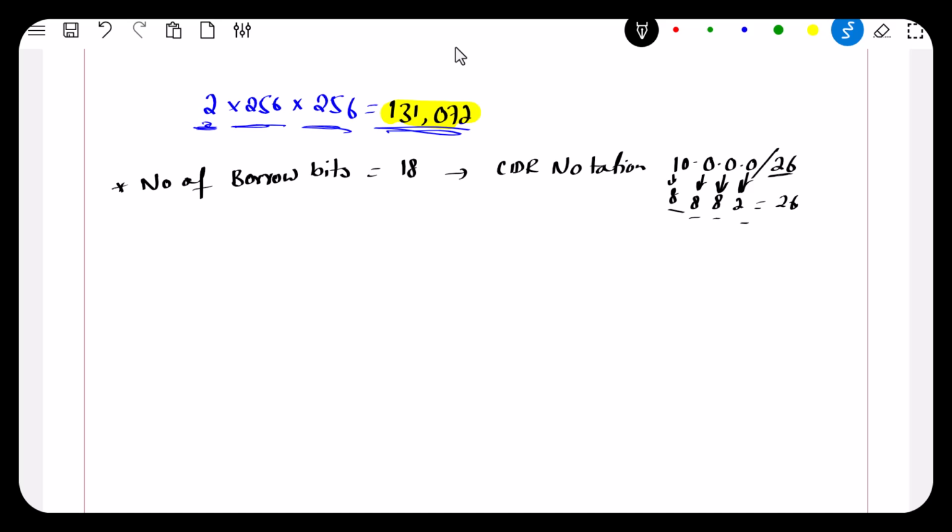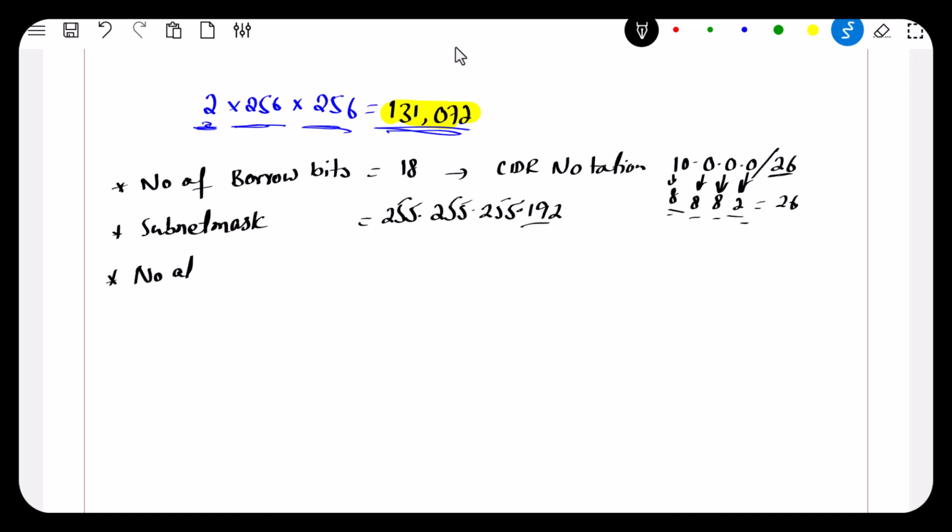Okay, and the subnet mask will be 255, because 8 bits, 255.192. 192 is what? From this it is the decimal equivalent of what? 2 borrow bits or 2 on bits. So this will be the subnet mask.